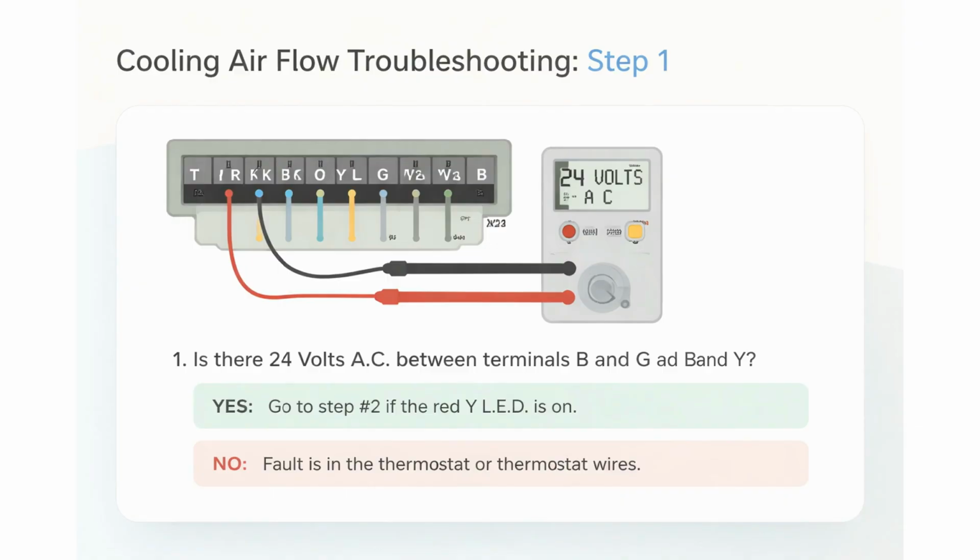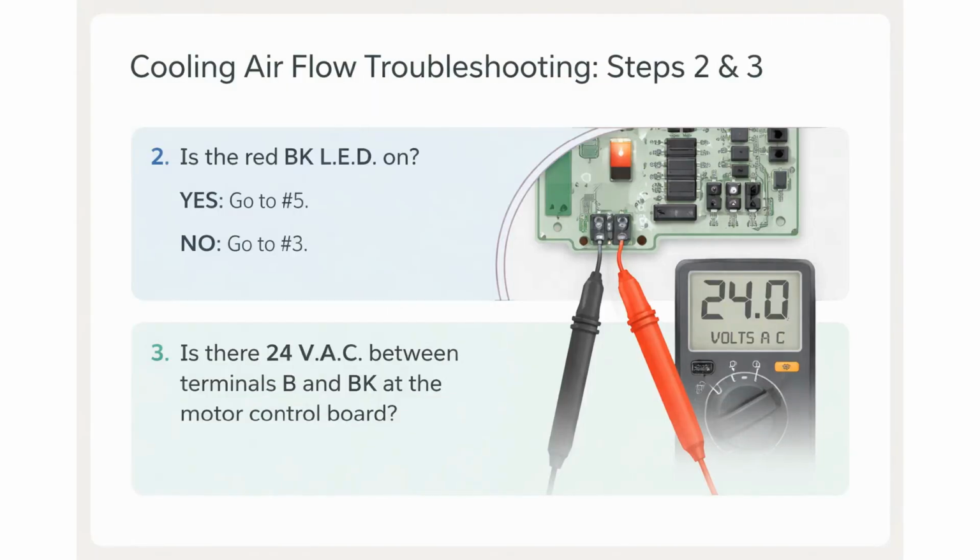If you don't have voltage here, the motor isn't receiving the pull to run, which means your fault lies upstream in the thermostat or the thermostat wiring. If step 1 checks out, step 2 asks if the red BK LED is on. Note that only certain control boards like the CNT01654 have this LED. If it is on, you skip ahead to step 5. If it's off, or your board doesn't have one, proceed to step 3.